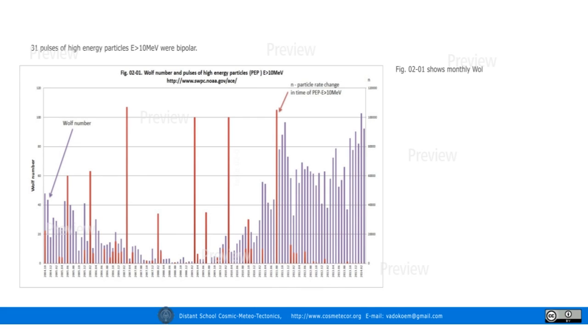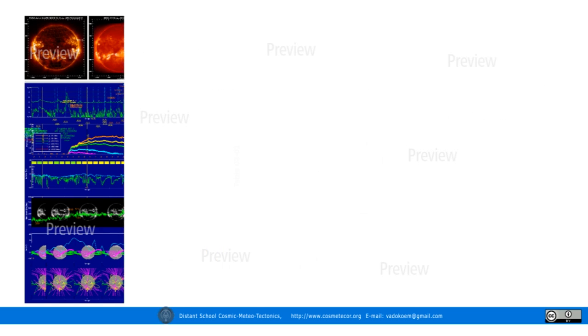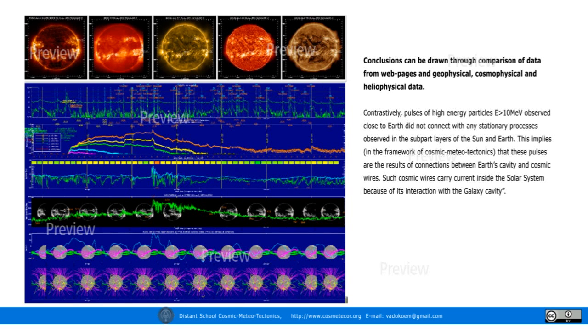Figure 0201 shows monthly Wolf numbers over a long-term interval, the 1st of October 2004 to the 31st of March 2014, and pulses of high-energy particles with energy more than 10 mega-electron-volt over the same long-term interval. It is obvious there is no connection between both phenomena. Conclusions can be drawn through comparison of data from web pages and geophysical, cosmophysical, and heliophysical data.